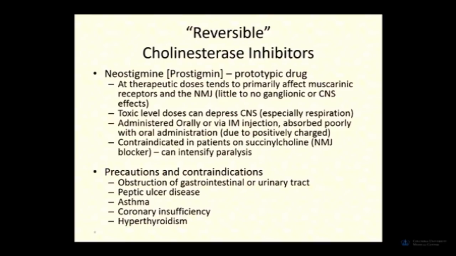It's administered orally or via an intramuscular injection. It has really poor oral absorption because it's highly charged, and it's contraindicated in patients taking succinylcholine, which is a neuromuscular junction blocker, because in patients taking succinylcholine, it can intensify the paralysis.